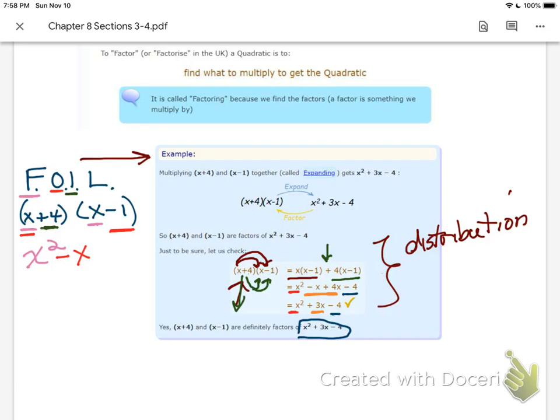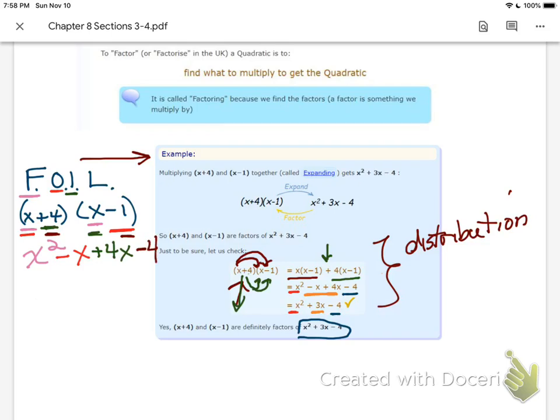A +4 times an x, a positive x, it's going to give me a +4x. Okay, and then we're going to do our last. And I really should say that both of these have signs attached to them. A +4 times a -1 is a -4.